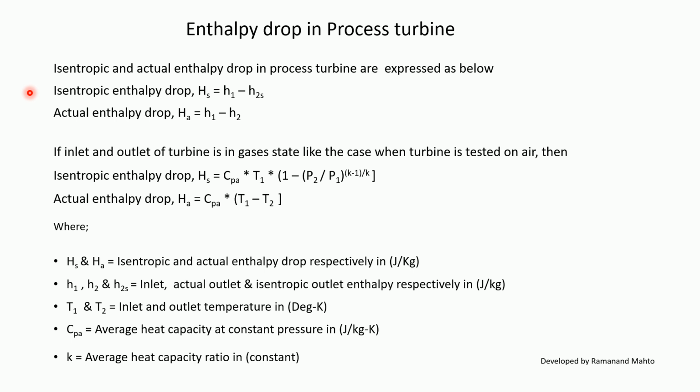And actual enthalpy drop HA is equal to Cpa into (T1 minus T2), where HS and HA are isentropic and actual enthalpy drop, small h1, h2 and h2s are inlet, actual outlet and isentropic outlet enthalpy, T1, T2 are inlet and outlet temperature, Cp is average heat capacity at constant pressure, K is the average heat capacity ratio.